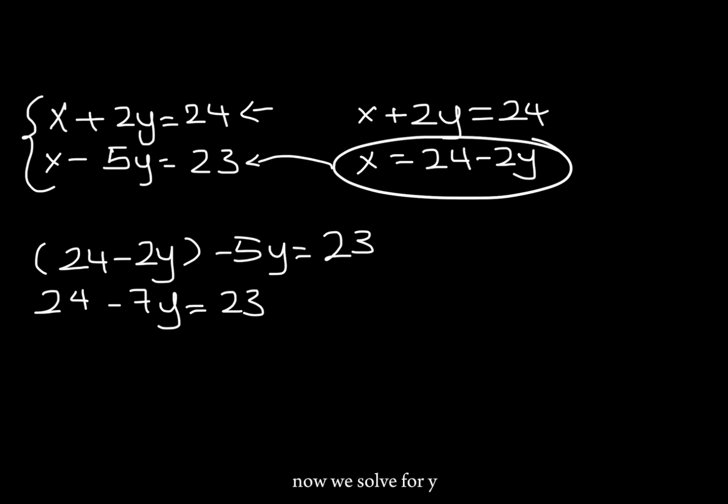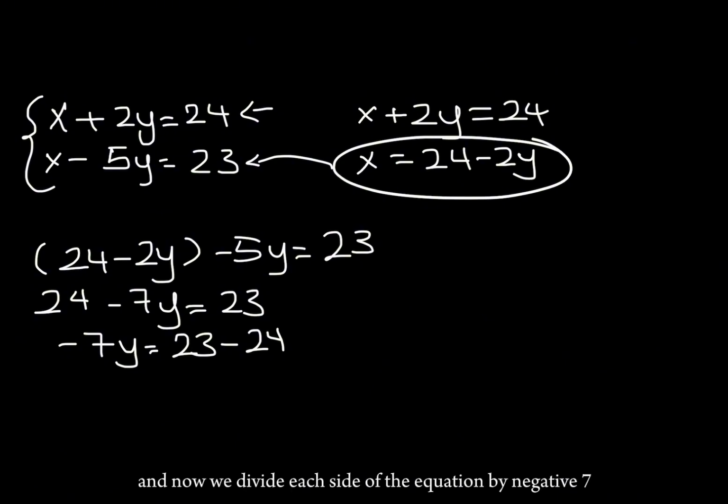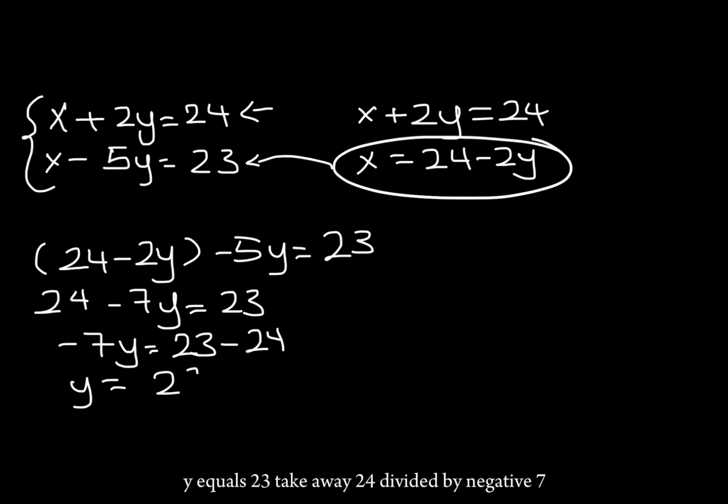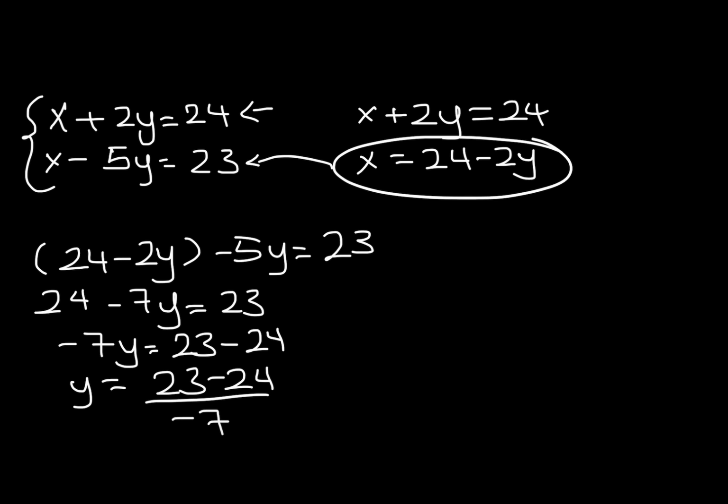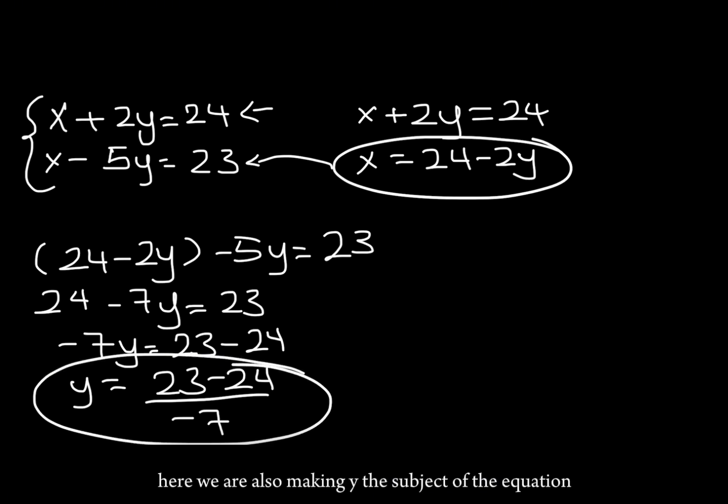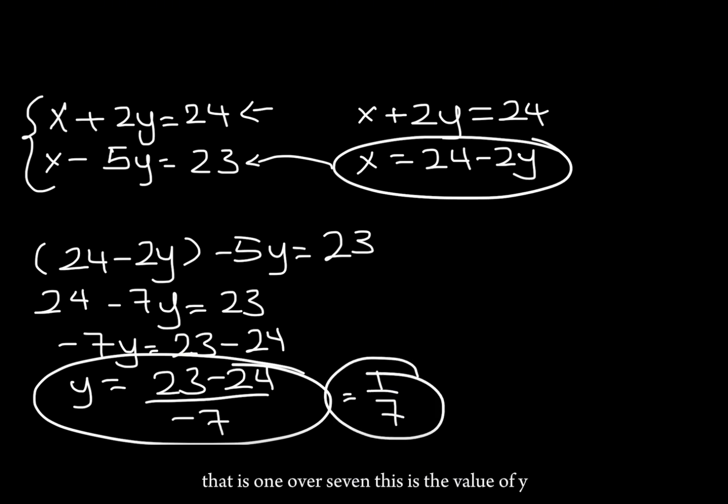Now we solve for y. We subtract 24 from each side of the equation. Negative 7y equals 23, take away 24. And now we divide each side of the equation by negative 7. y equals 23 take away 24 divided by negative 7. Here we are also making y the subject of the equation in order to solve for it. Plugging that into the calculator, we get 23 take away 24 over negative 7. That is 1 over 7. This is the value of y.